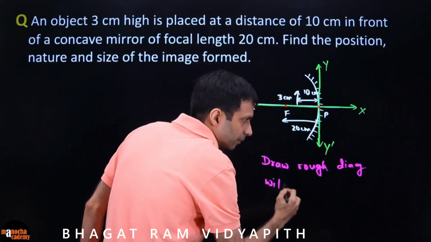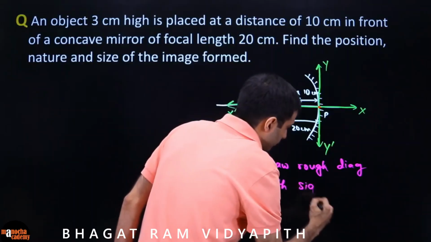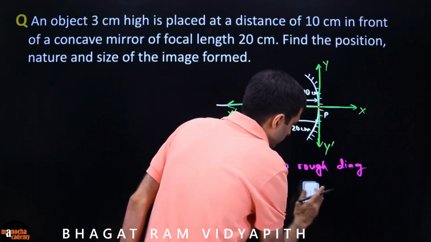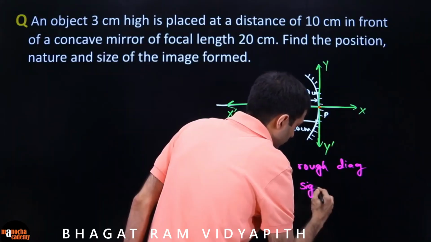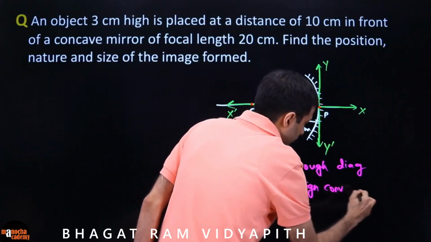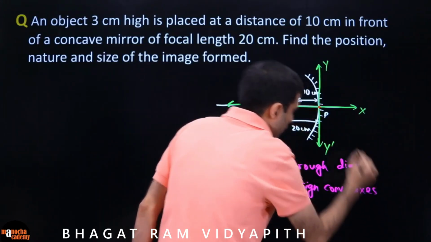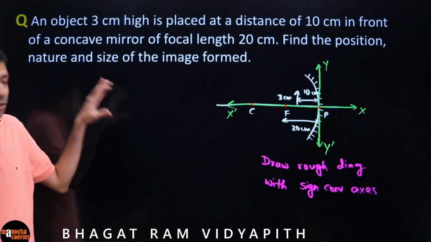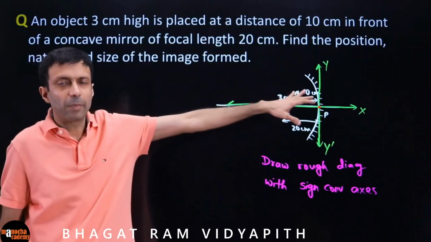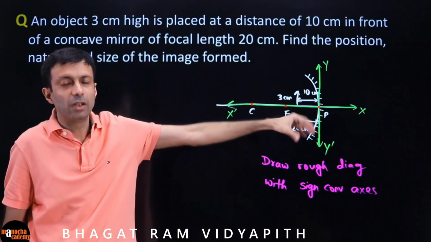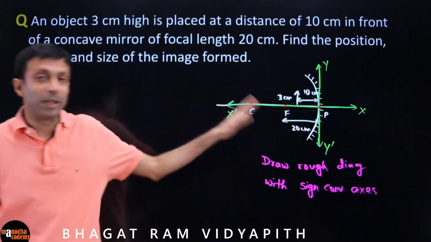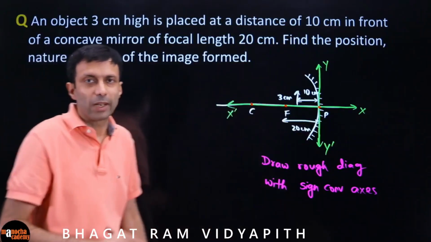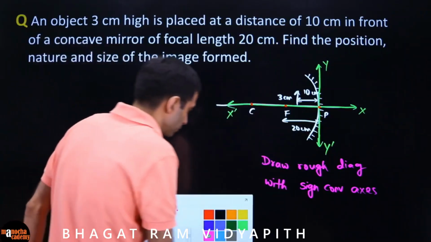With these coordinate axis or sign convention axis. Now let's write down the data, because here we don't have to write the plus minus, this is just for visualization. Now we can think of the plus minus based on these coordinate axis. So let's quickly write down the data here.